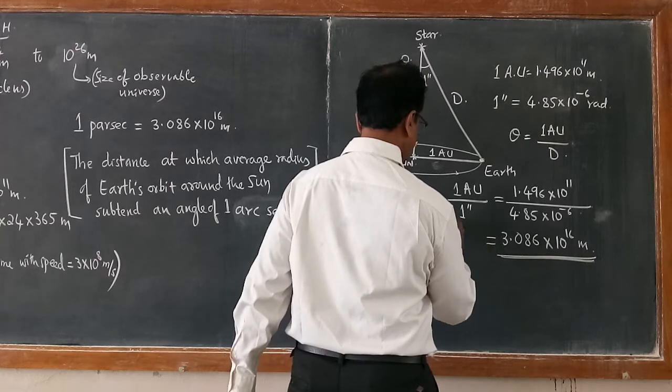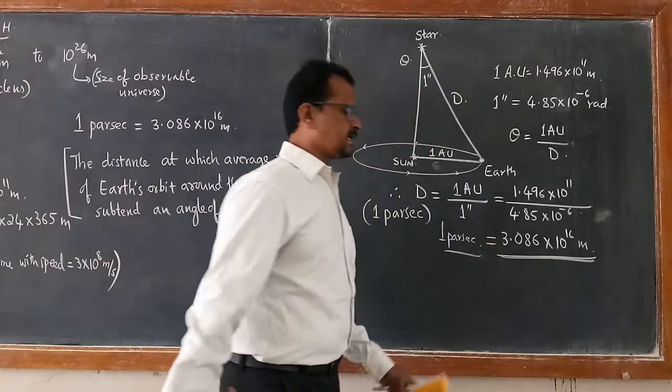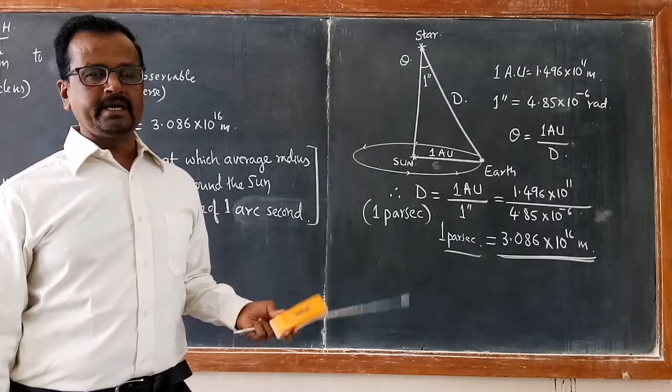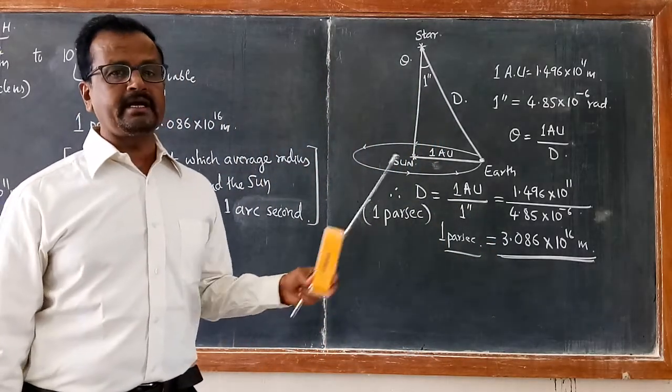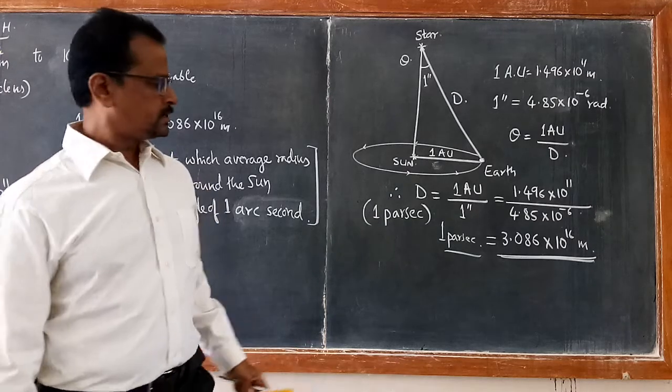This is 1 parsec. So this parsec distance is greater than light year. How many times parsec is greater than light year? Can you find it out? Yes, we can do it.